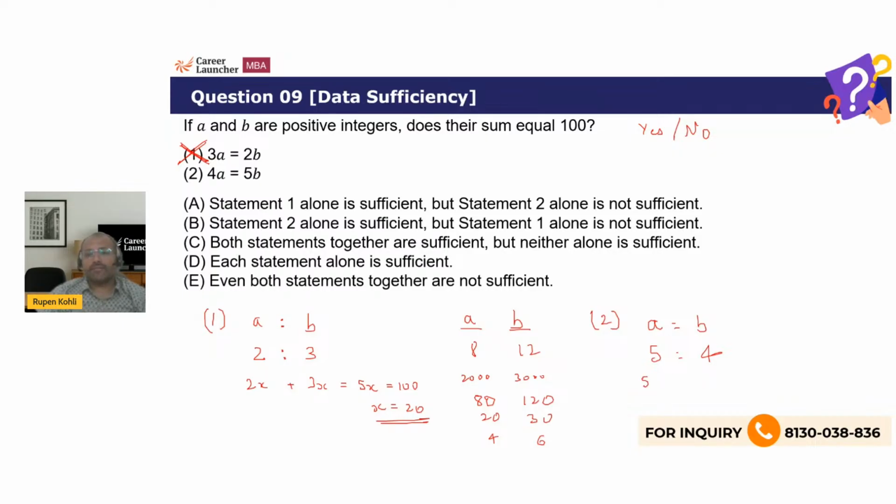If this is 5y and this is 4y, then 5y plus 4y is 9y. If 9y is 100, then y comes to be a fraction, 100 by 9. But a and b cannot be fractions. They are given to be positive integers. So this is not possible. So we are getting a definite no to the answer. Hence, this statement is sufficient to answer the question asked. No, a and b, their sum can never be 100. So the answer is option B. Statement 2 alone is sufficient.